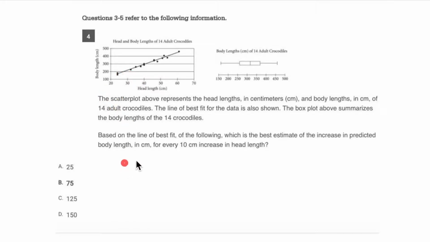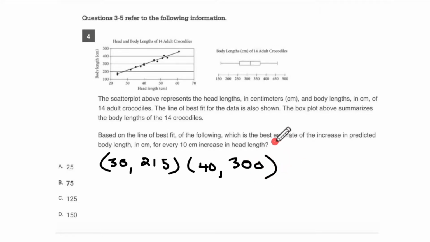So from 30 to 40, at 30, we just did this problem, it was 215. I'm just going to write these as ordered pairs. At 40, if you track it up, you can't see it because it's a little small, but when you do the real test, they're a little bit bigger. If you track it up, it's going to be about 300. It's an estimated increase. And then let's do one more. Let's do 50. And at 50, if you track it up, it looks like it's about 375.